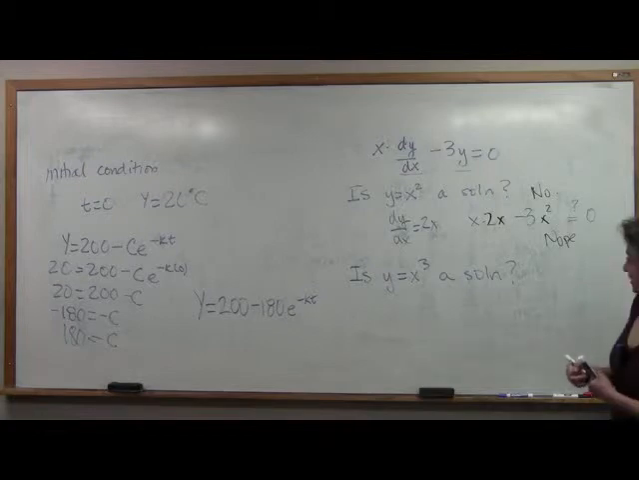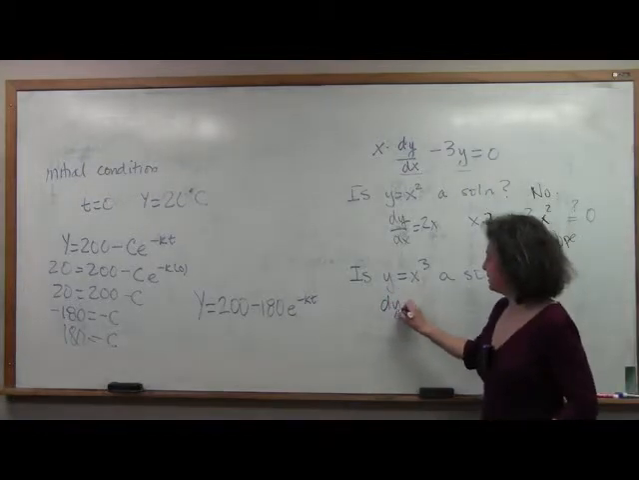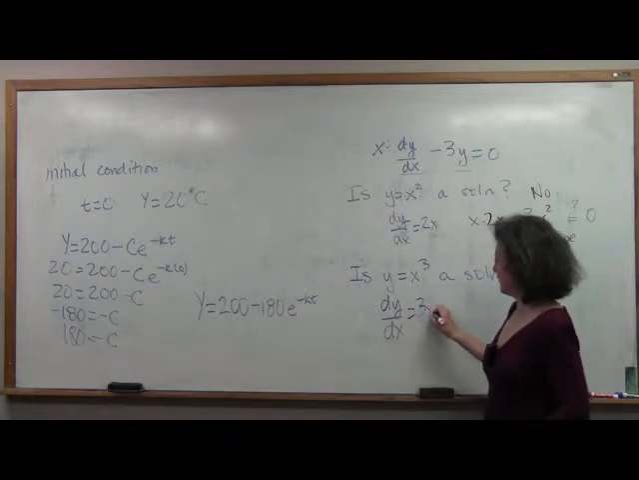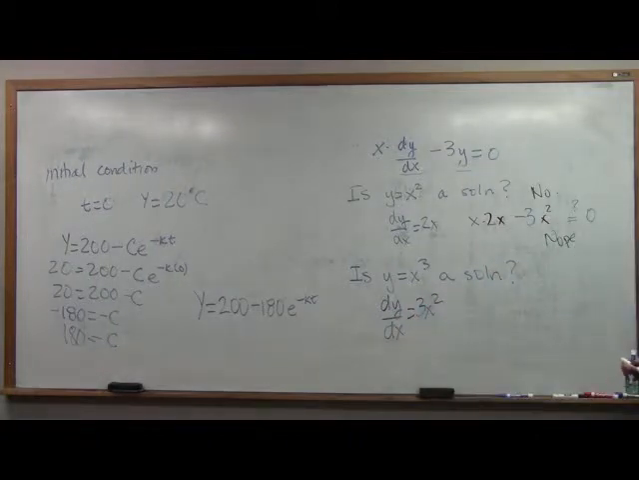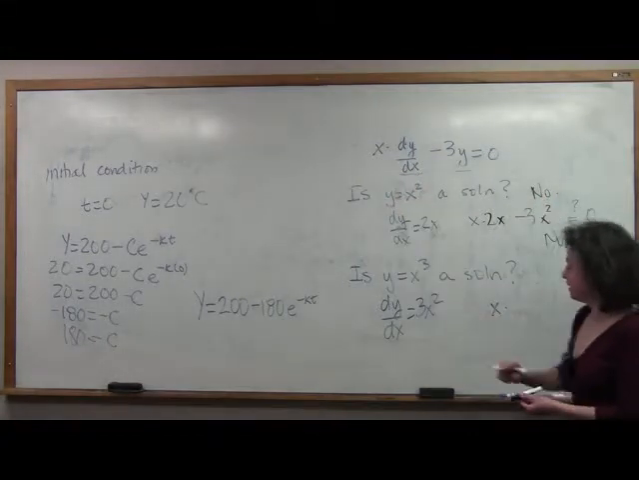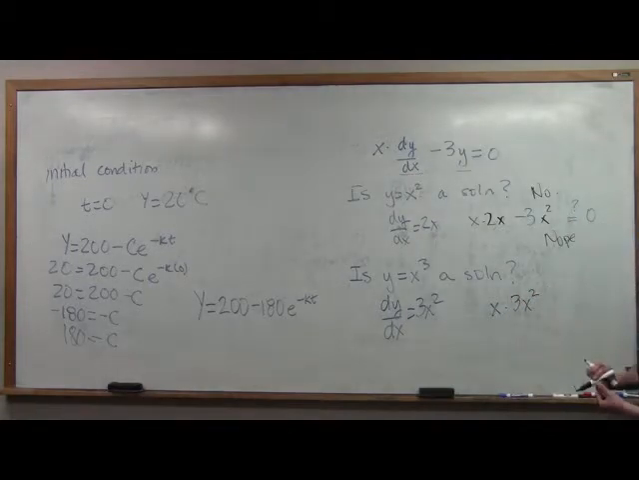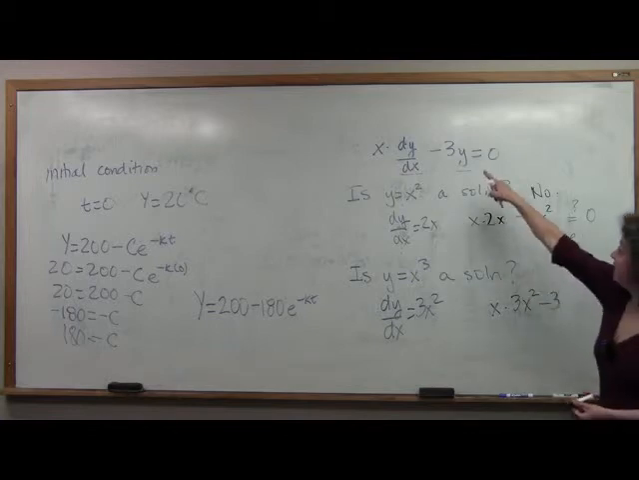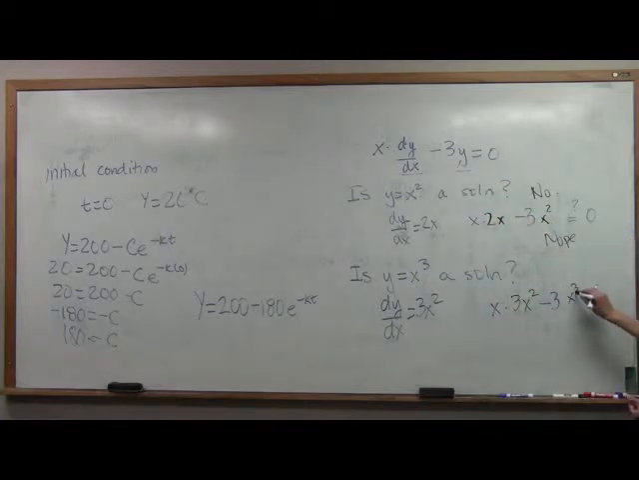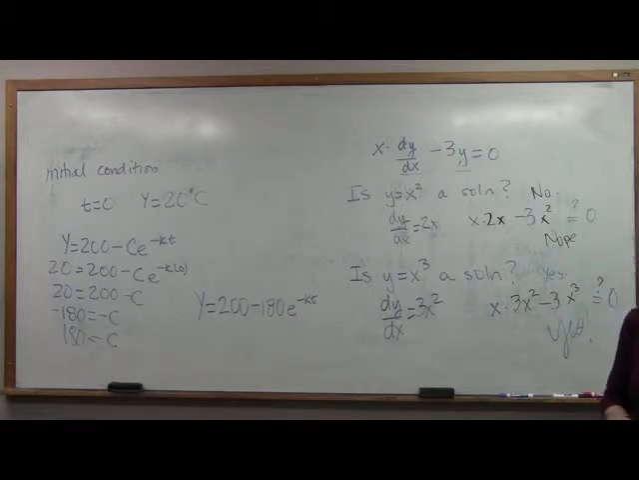Okay? Now let's do the same thing over here. We have y is x cubed, so dy/dx is 3x squared. And now I'm going to take these values again and plug them in my differential equation above. So I have x for dy/dx, I plug in 3x squared, minus 3, and for y, I plug in x cubed. And I want to know, is that equal to 0? Well, is 3x cubed minus 3x cubed equal to 0? Yes, it sure is. Therefore, y equals x cubed is the solution to this differential equation.